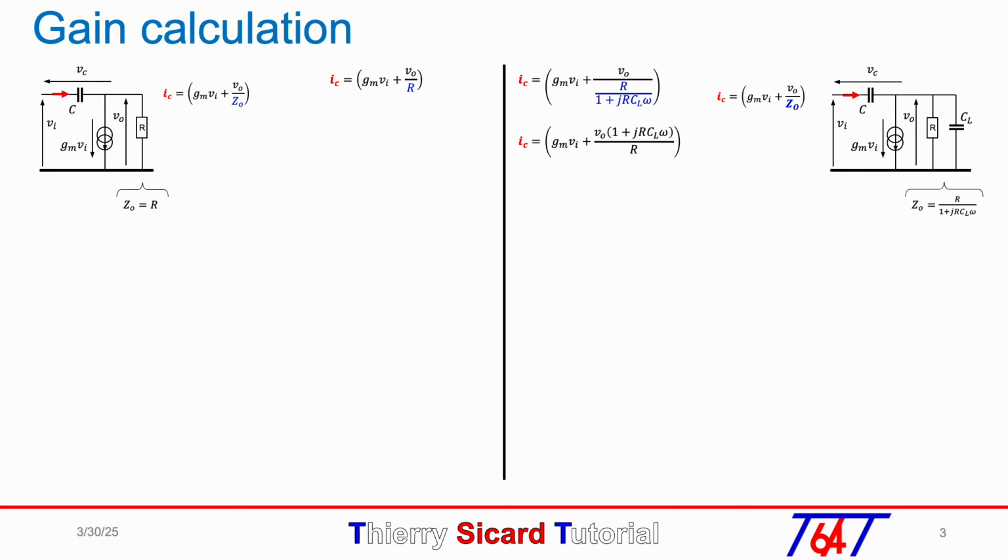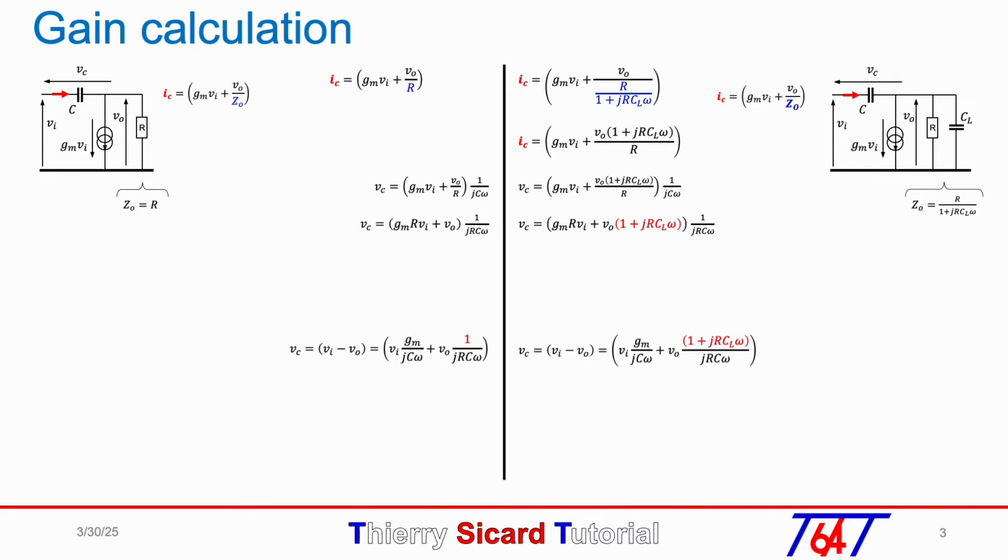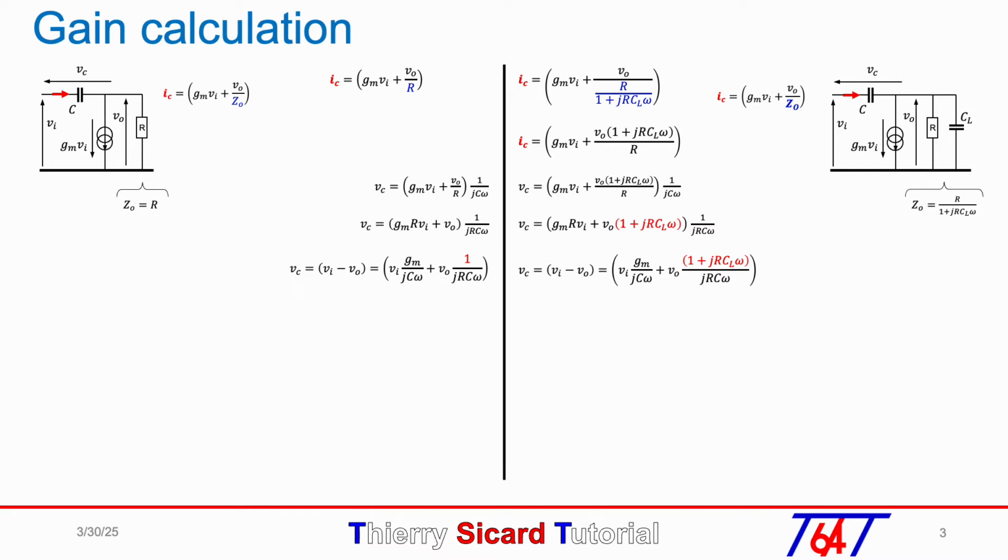Using the formula for IC, we calculate the voltage across the capacitor C placed between the input and the output. Since Vc equals Vin minus Vout, we can structure the equation in terms of Vin and Vout only. On the next line, we multiply the numerator and denominator by R to get the DC gain factor GMR.